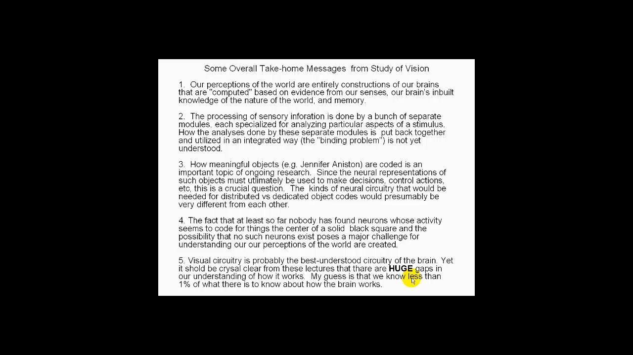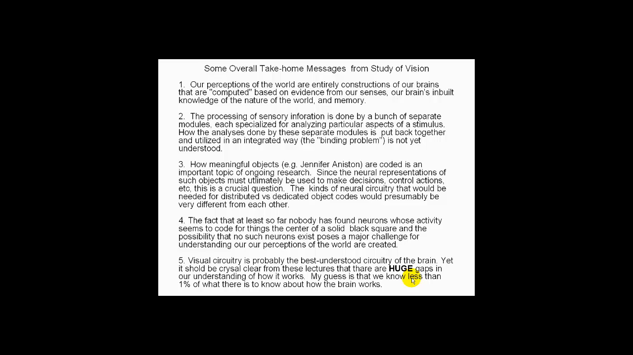Okay, some overall take-home messages in the study of vision. 1. Our perceptions of the world are entirely constructions of our brains that are, in quotes, computed based upon evidence from our senses, our brain's inbuilt knowledge of the nature of the world, and memory. We've said that before, but it's very important. Secondly, the processing of sensory information is done by a bunch of separate modules, each specialized for analyzing particular aspects of the stimulus. How the analysis done by these separate modules is put back together and utilized in an integrated way, that is to say the binding problem, is not yet understood.